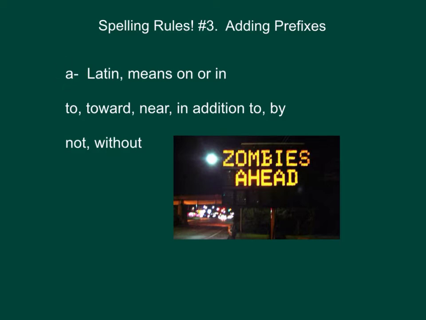The first prefix you're going to add into your notes is the prefix a. The little dash means the base word comes after it. If I add a to a word, it most often is going to take the Latin meaning, which is either on or in. But a has a bunch of other meanings. It could mean to, toward, near, in addition to, or by. It could also be the opposite of some things, like not or without. In this case, it means toward or to. Okay.